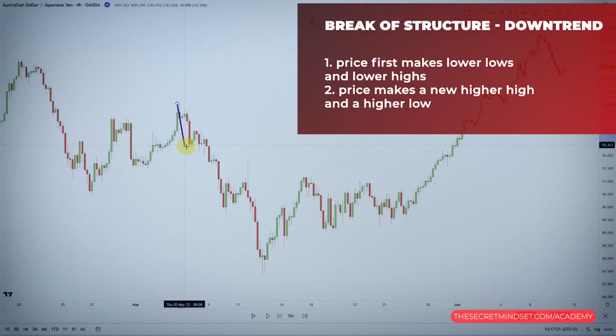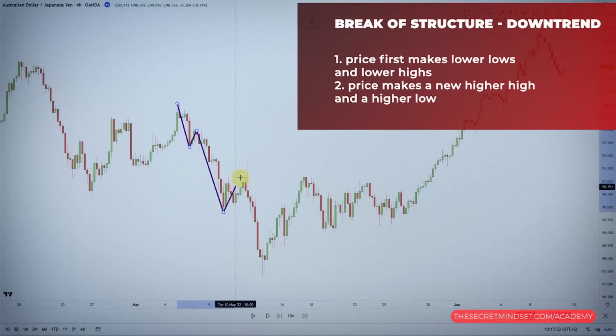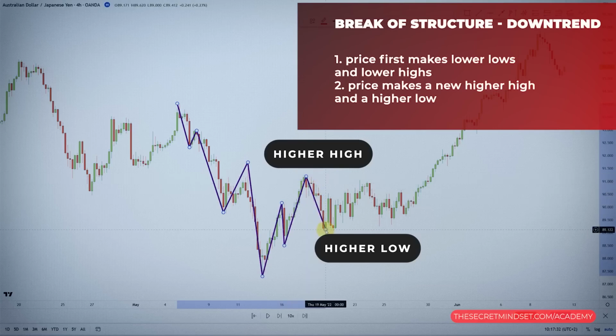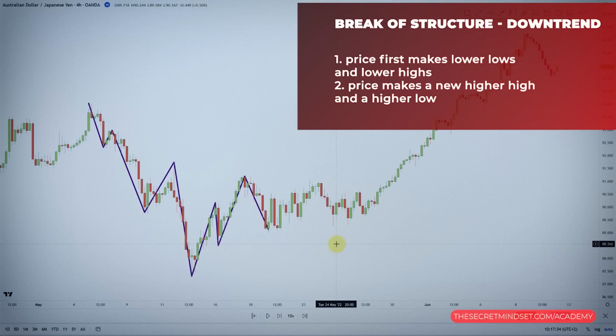For a downtrend, the same concept, lower lows and lower highs. We have a break of structure when price makes a new higher high and a higher low. There's no guarantee that the trend is over, but this is a warning sign, a sign of weakness in the previous downtrend.